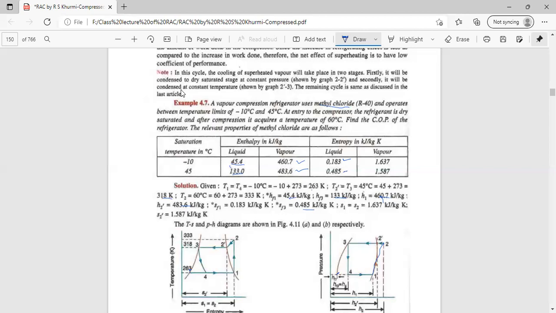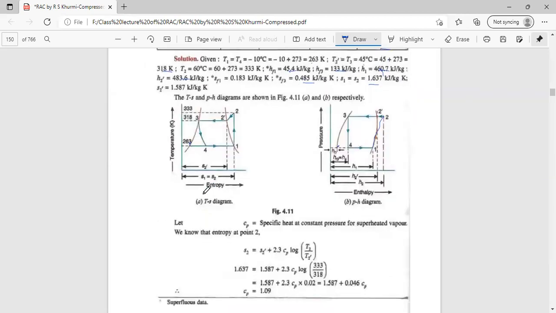S1 is equal to S2, is the entropy at the vapor state at the lower temperature, that is 0.167. This is given here. And S2 dash is the entropy at point 2 dash at the higher temperature of the cycle, which is given as 1.35587.